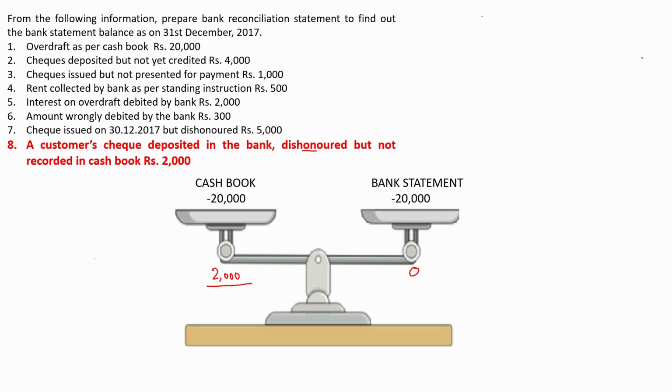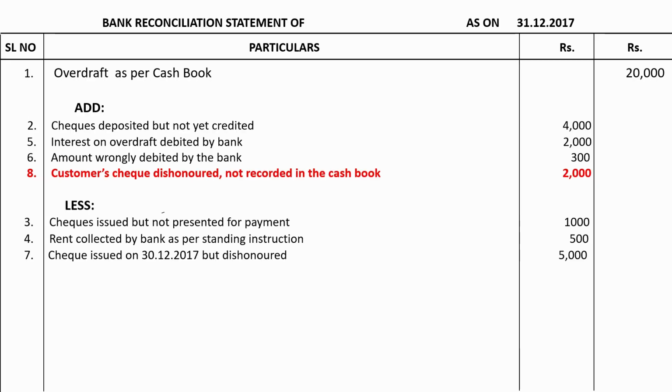Every deposit will decrease the overdraft. That means the cash book shows an overdraft of 18,000, whereas in the bank statement, it is 20,000. To make this equal, we have to add rupees 2,000 in the BRS, starting with overdraft as per cash book. Customer's check dishonored, not recorded in the cash book, is shown as an addition item.